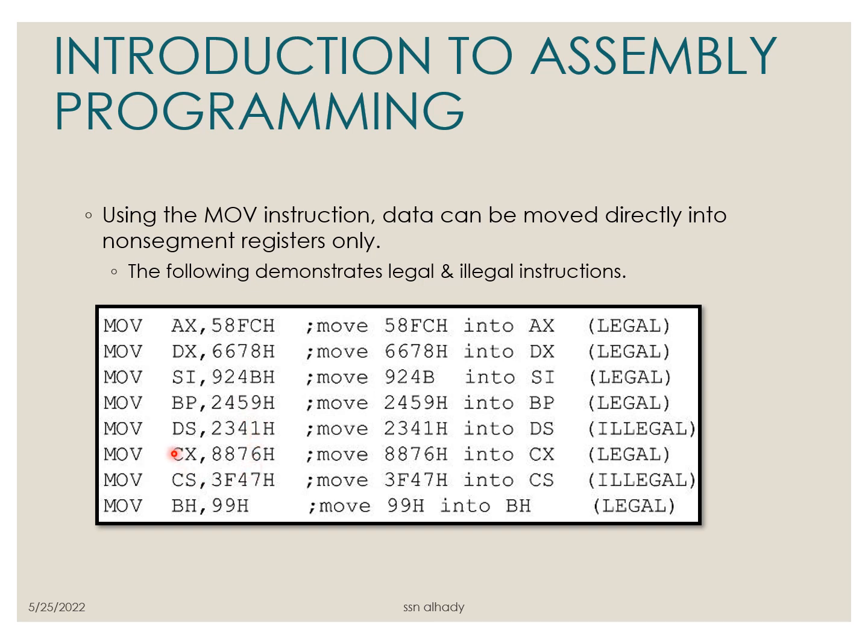Also legal. If you look here, DS is a segment register, so it is considered illegal. It's not allowed. CX is okay, you want to move 16 bits. CS is a segment register, it's not allowed. It is illegal. BH is an 8-bit register of BX, so it is legal.